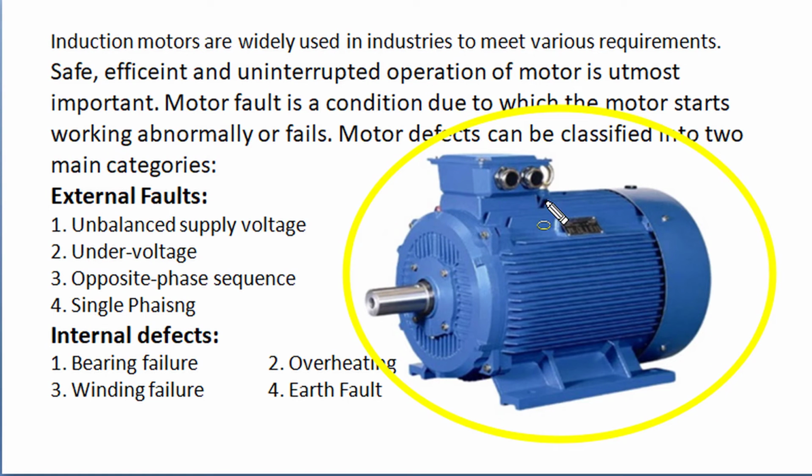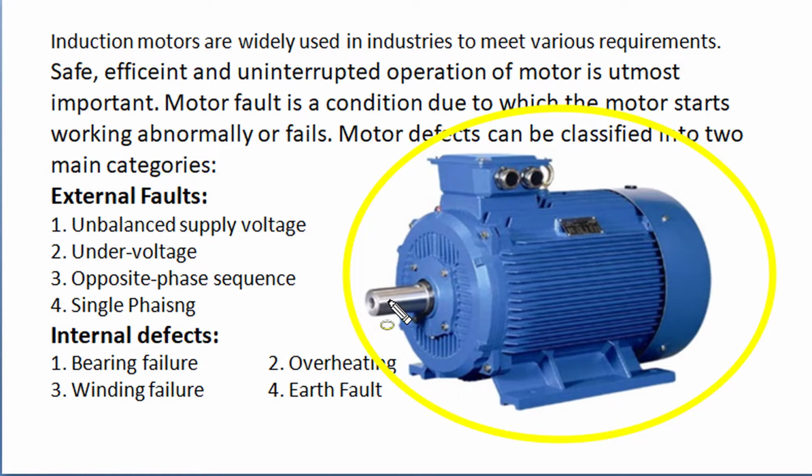Three-phase squirrel cage induction motors are widely used in industry and agriculture to meet various requirements of those sectors. Almost 100% of agriculture pumping sets are driven by such three-phase induction motors, and the majority of industrial drives are operated from such motors. Now the safe, efficient and uninterrupted operation of such motors is of utmost importance for reliable and efficient operation of industries or agriculture pumping.